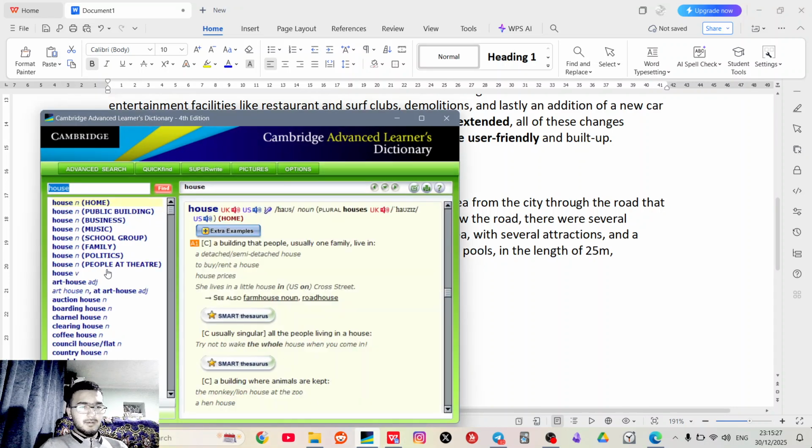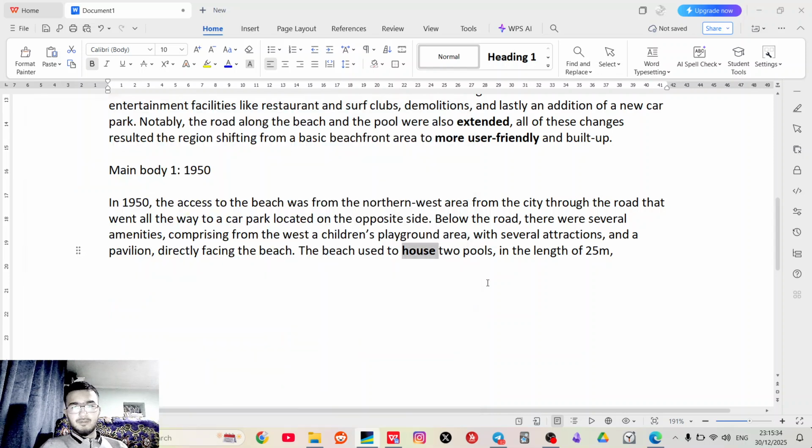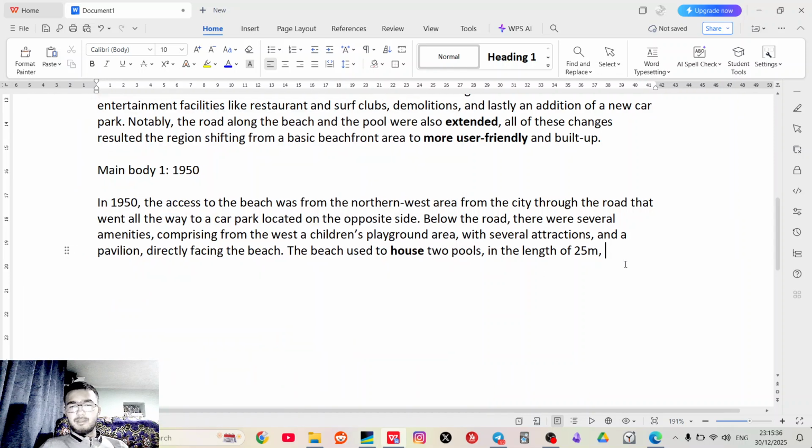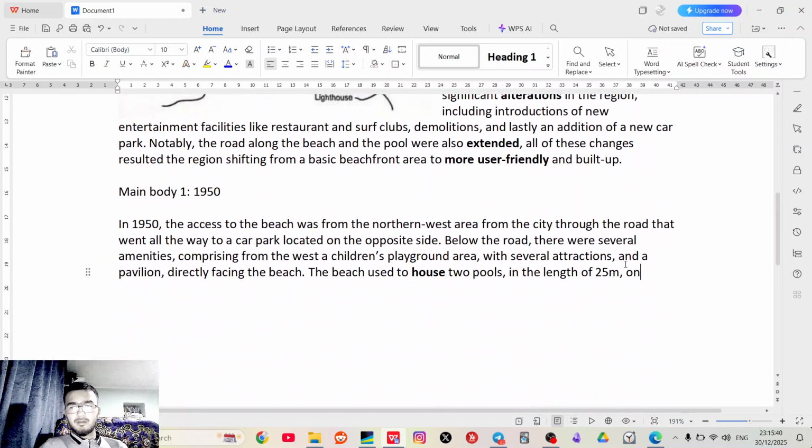It means to provide space for something, right? To provide space for something. The beach used to house two pools in the length of 25 meters on each side of it. So it's going to be western and eastern.